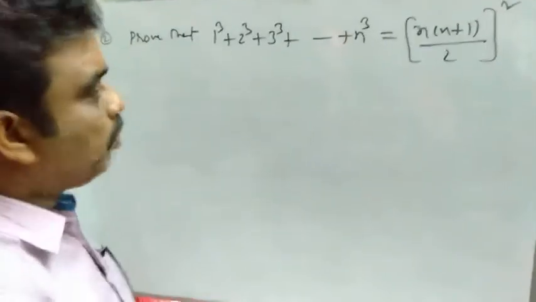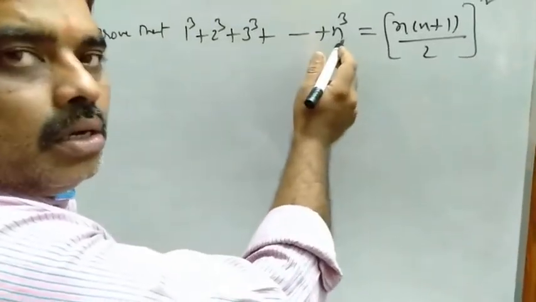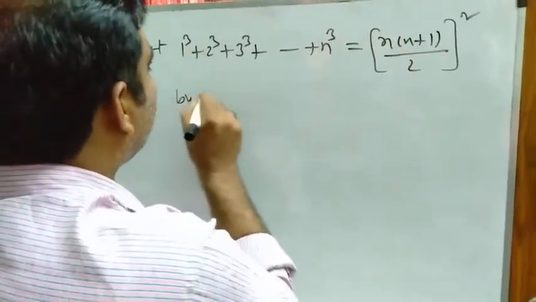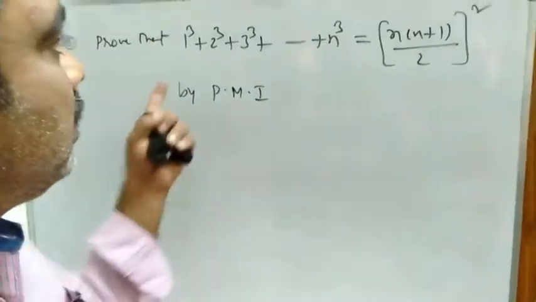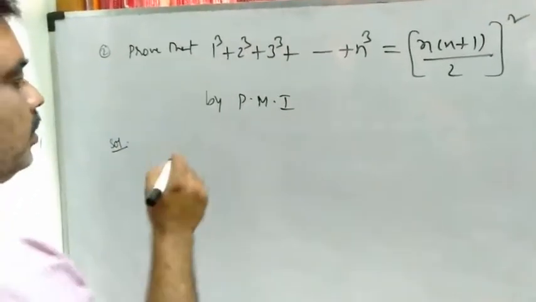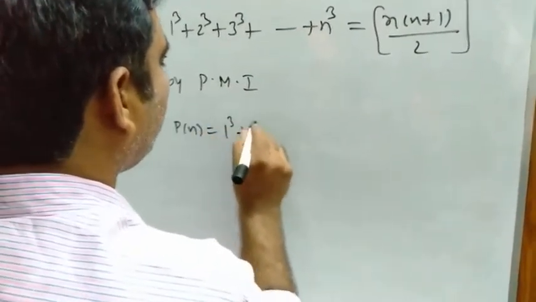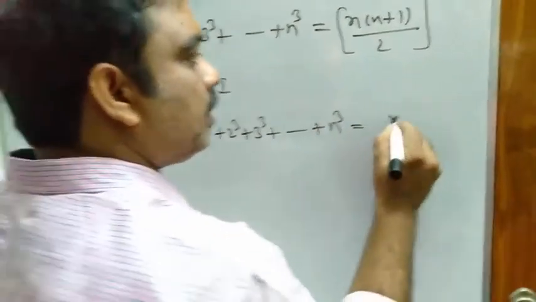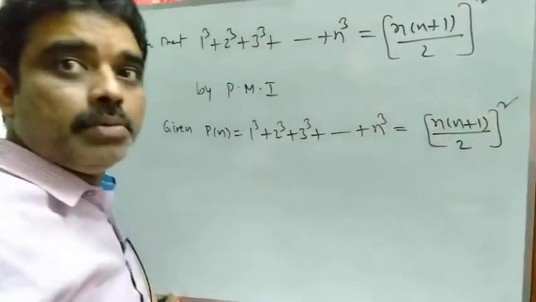Now second problem. Prove that 1 cube plus 2 cube plus 3 cube plus so on plus n cube is equal to (n into n plus 1 by 2) whole square by principle of mathematical induction. Already we have the result, we know that. So given P of n is equal to 1 cube plus 2 cube plus 3 cube plus so on plus n cube is equal to (n into n plus 1 by 2) whole square.